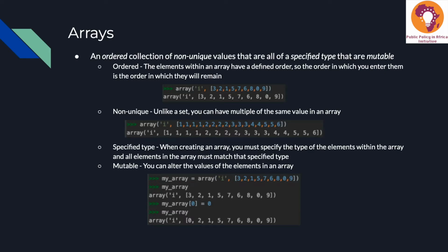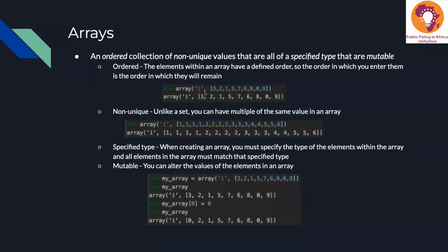And I just want you to be aware that arrays exist. You're really not going to use them all that often. Chances are you'll be using lists in most cases, because unless you really need to enforce a data type within the collection, there's not really a whole lot of reason to use an array over a list in Python. So first off, arrays are ordered. The elements within an array have a defined order, so the order in which you enter them is the order in which they will remain.